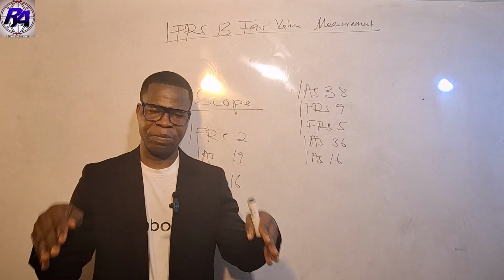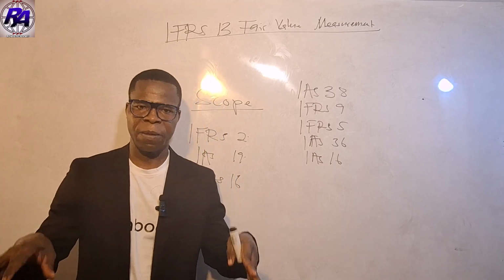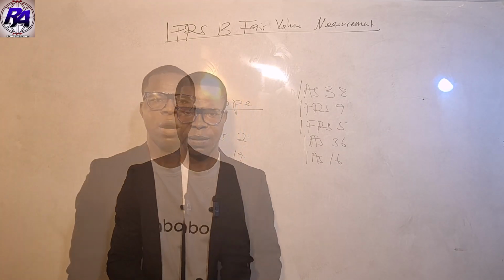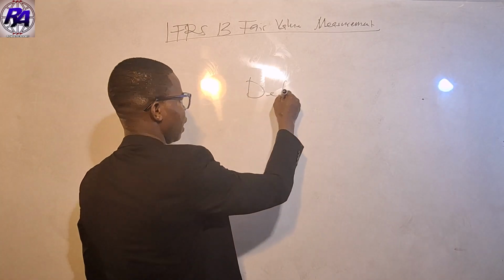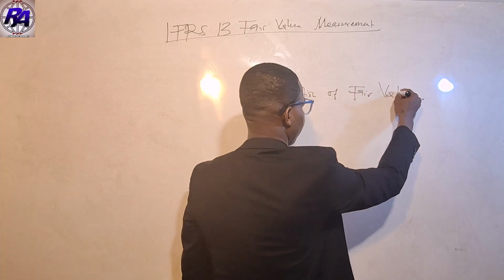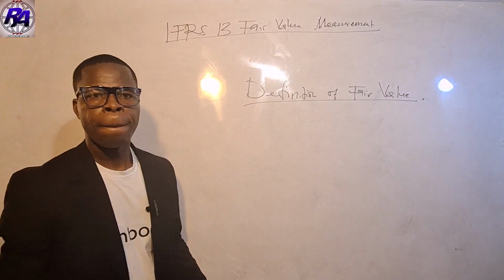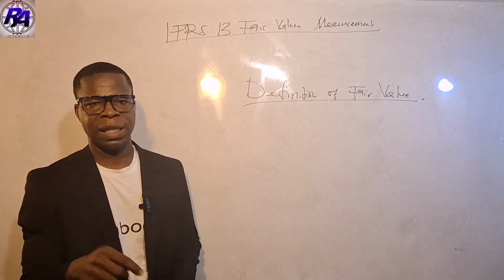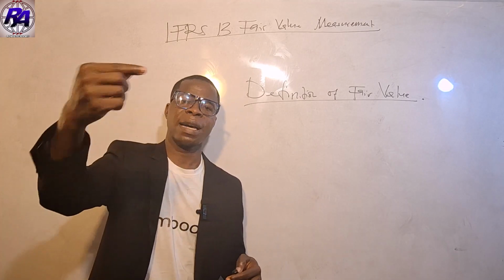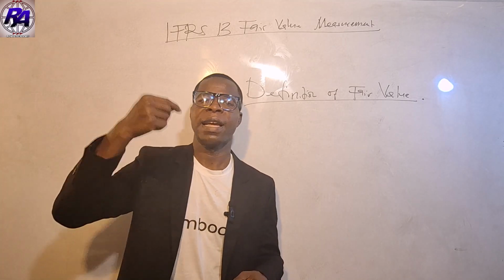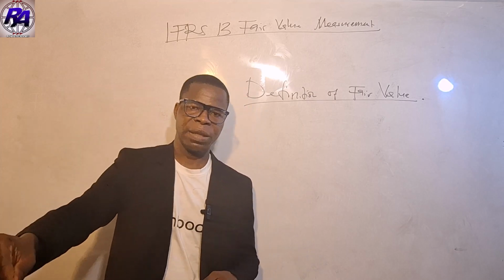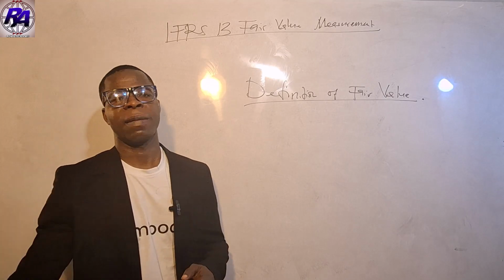Now, let's dive deeper into what is prescribed, the provisions in IFRS 13. All right, so the first thing we will want to establish is the definition of fair value. Now, when we talk about fair value, we are saying that fair value is the price that will be received to sell an asset or paid to transfer a liability in an orderly transaction between market participants at the measurement date of an asset or liability.